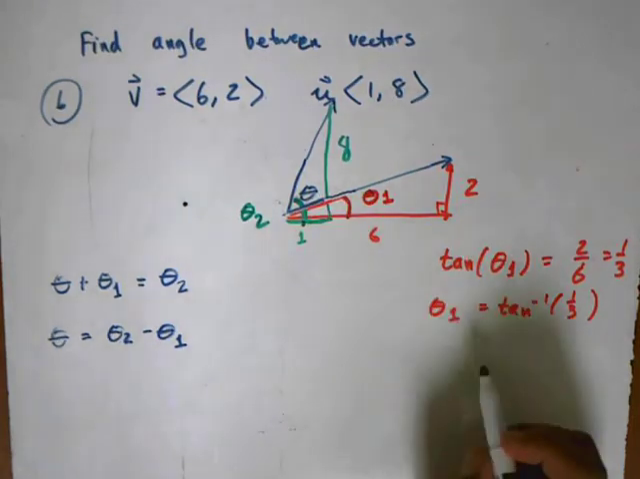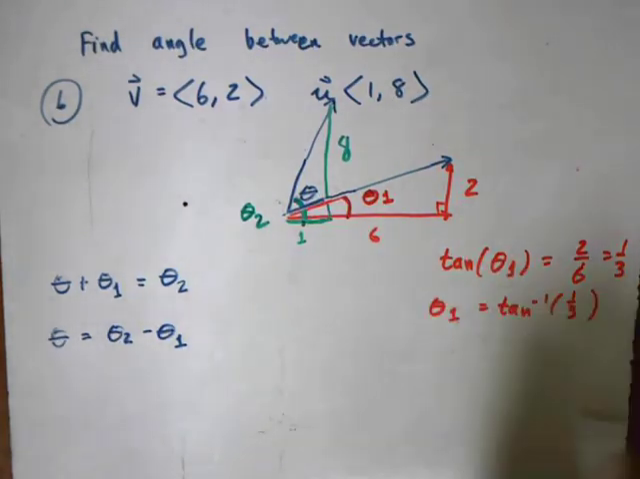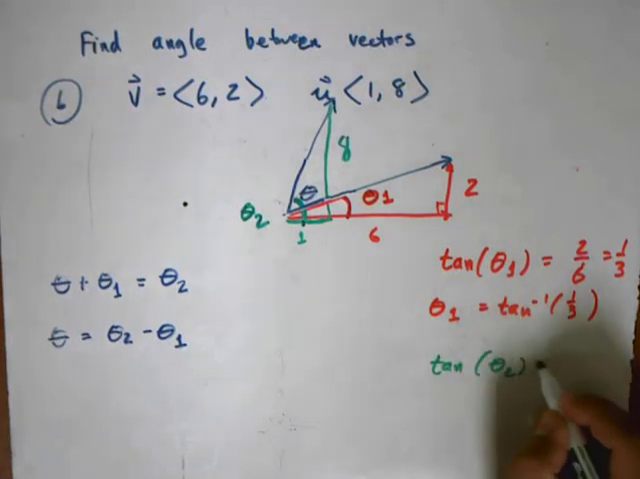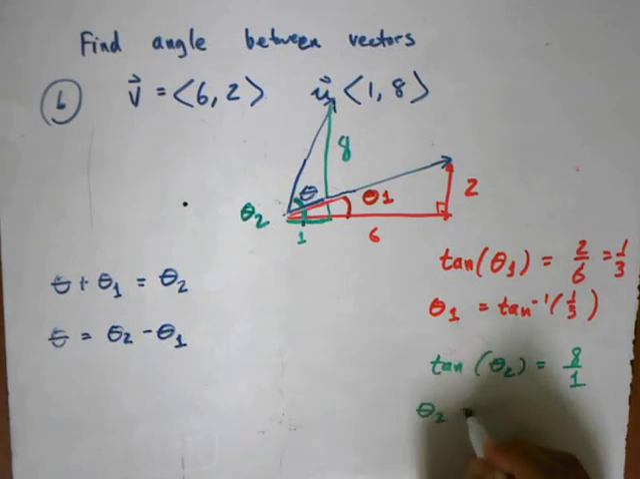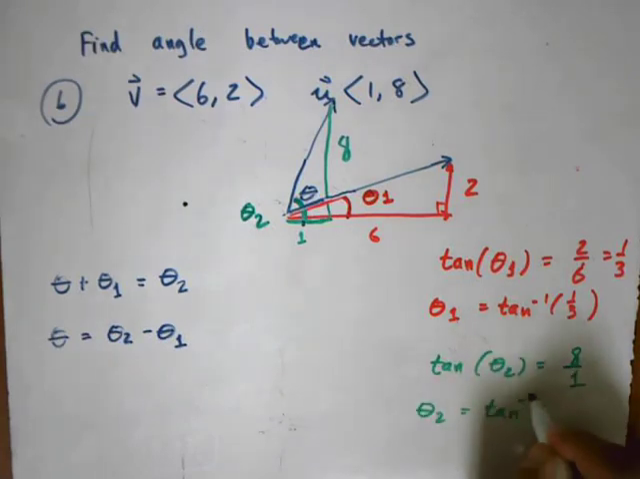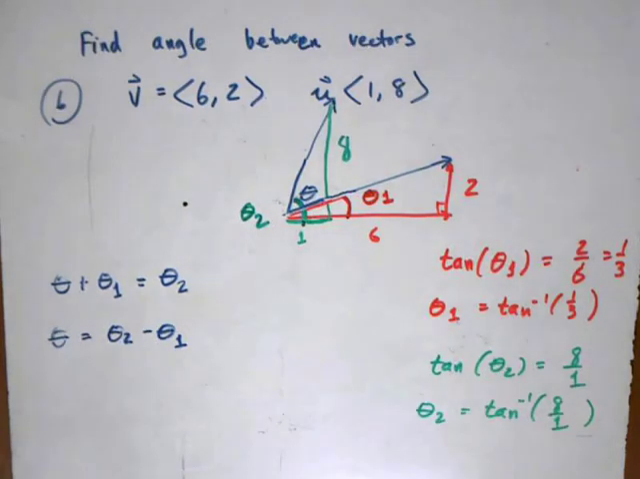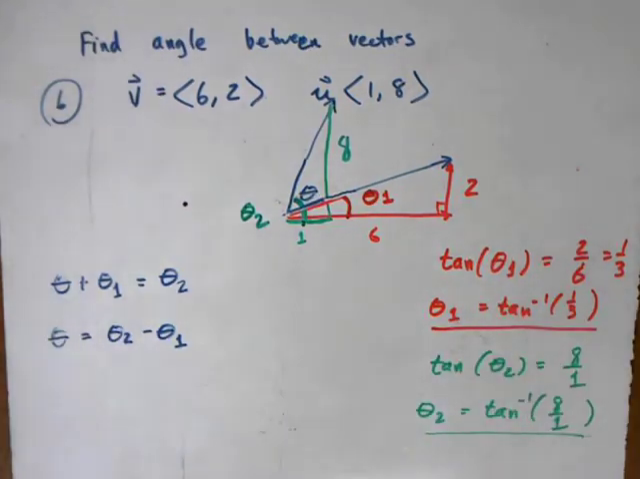For the green angle, you have tangent of theta 2 is equal to 8 over 1. That means theta 2 is equal to the inverse tangent of 8 over 1, or 8. Okay. And now we can just take these two values here for theta 1 and theta 2 and substitute them in here.